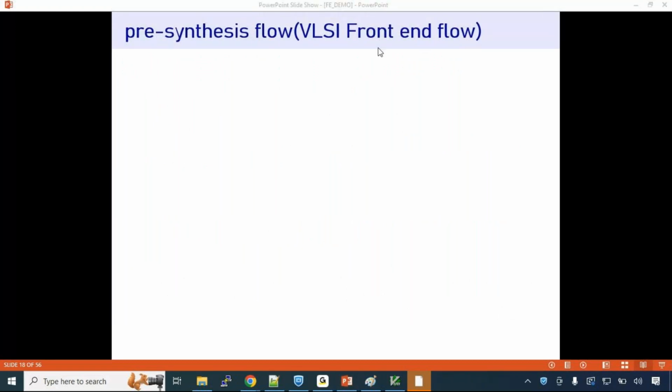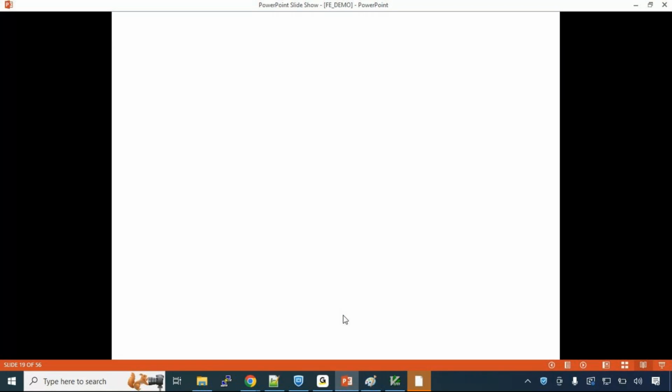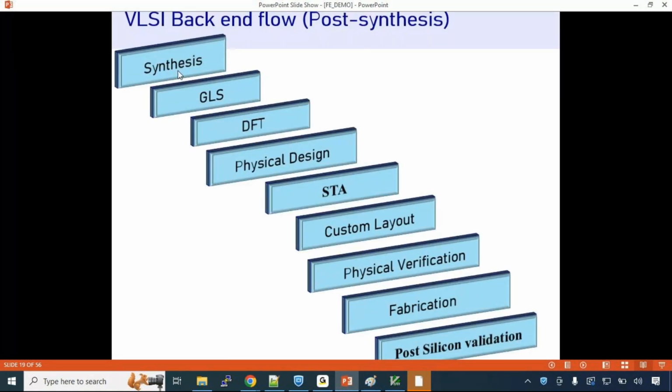Having said that, let's quickly understand what exactly the pre-synthesis flow and the post-synthesis flow are. The pre-synthesis flow has various steps like requirements, architecture, design, integration, and functional verification. The back-end flow starts with synthesis, gate level simulations, DFT (design for testability), physical design, static timing analysis, custom layout, physical verification, and fabrication. Finally, we do post-silicon validation.